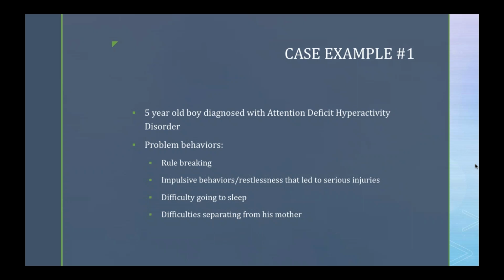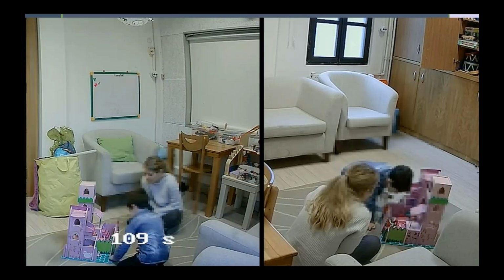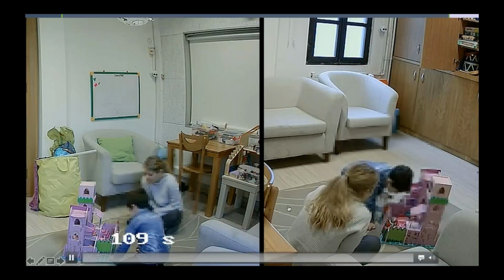So this is a 5-year-old child who came to our center with a psychiatric diagnosis of attention deficit hyperactivity disorder. His problem behaviors were rule breaking, impulsive behaviors, restlessness that ended up in serious injuries, difficulties going to sleep, and also difficulties with separations, especially from his mother. Okay, so this is the first session of this child. I'll start the video.